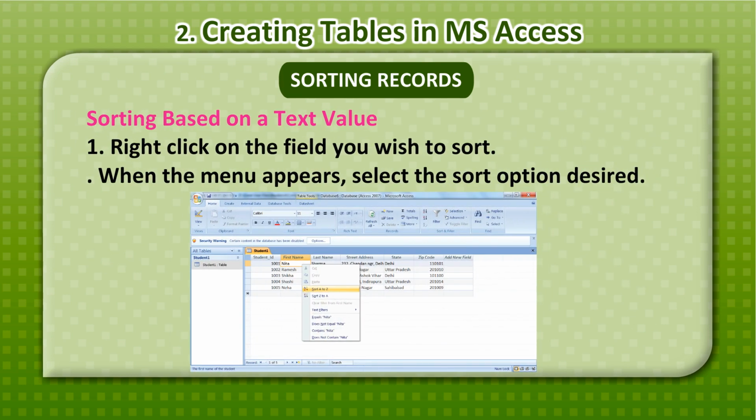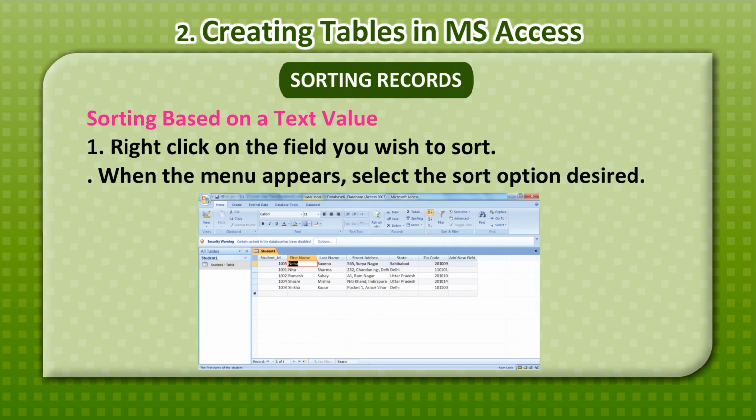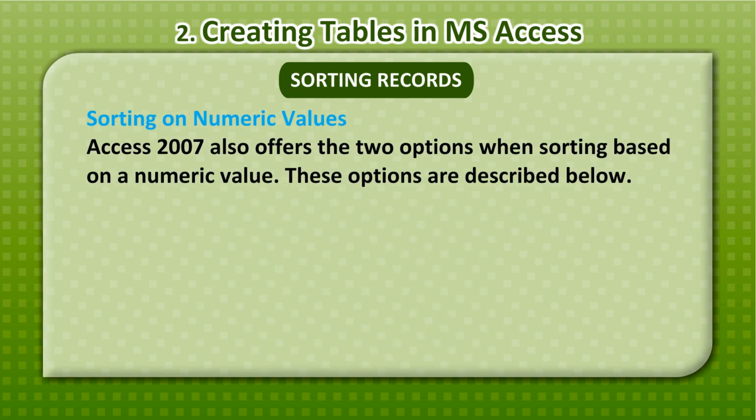Sorting based on a text value. 1. Right-click on the field you wish to sort. When the menu appears, select the sort option desired. Sorting on numeric values. Access 2007 also offers the two options when sorting based on numeric value. These options are described below.